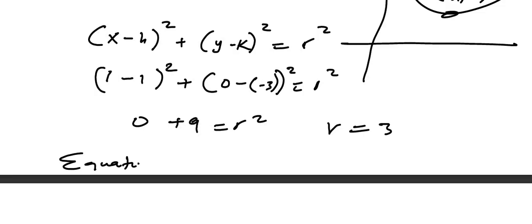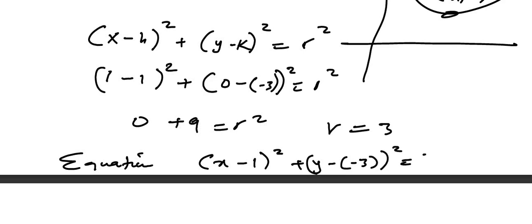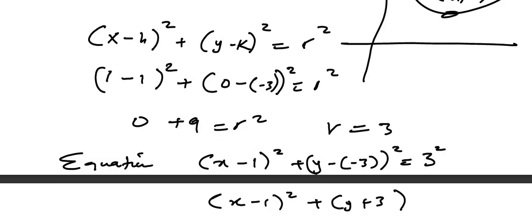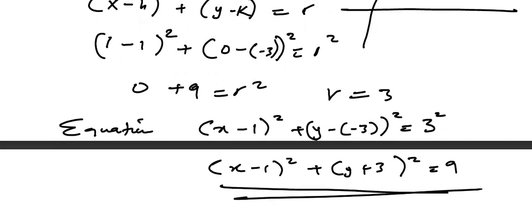Hence, the equation is x minus 1, squared, plus y minus -3, squared, is equal to the radius 3. So I'll just say 3 squared, that's 9. You can finish it off by leaving it just right here: (x - 1) squared plus (y + 3) squared is equal to 9. So this is the equation with the above information.